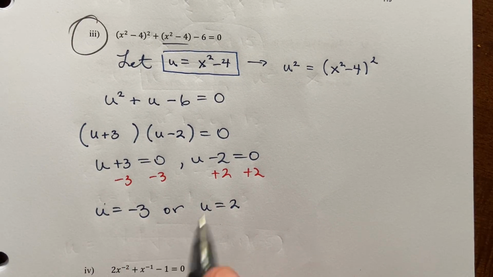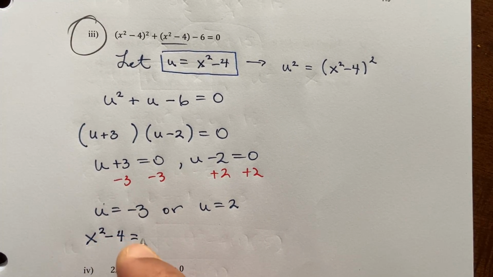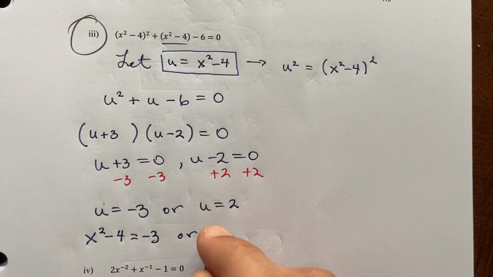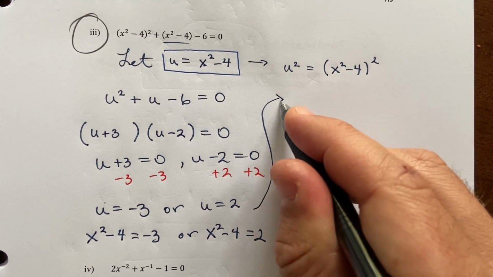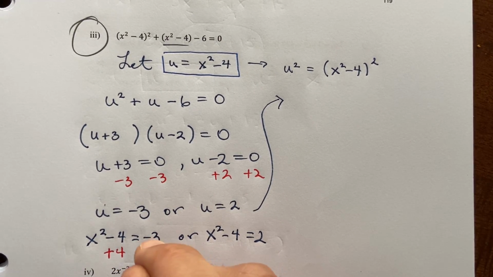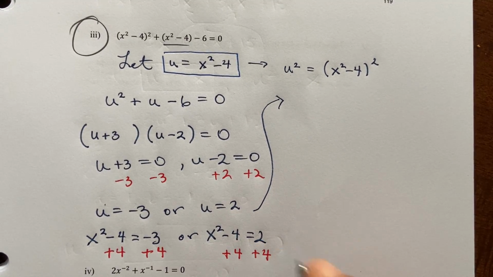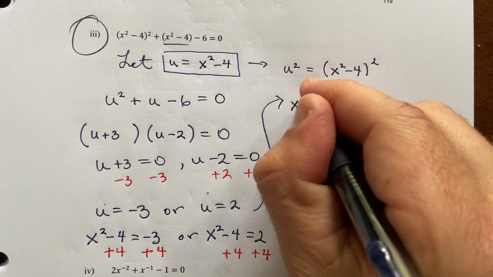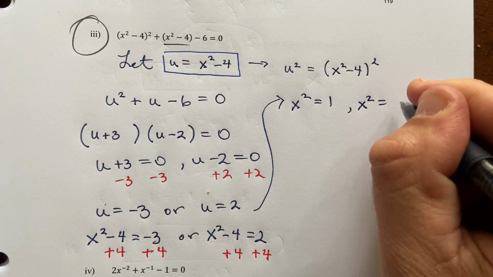So I now need to go back. Instead of u, I'll write x squared minus 4 equals negative 3, or x squared minus 4 equals 2, replacing u with x squared minus 4. So add 4, add 4. So x squared equals 1, or x squared equals 6.